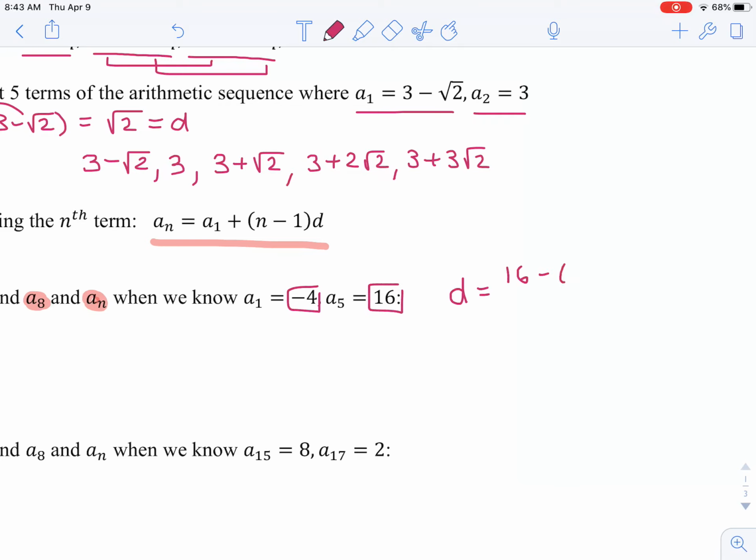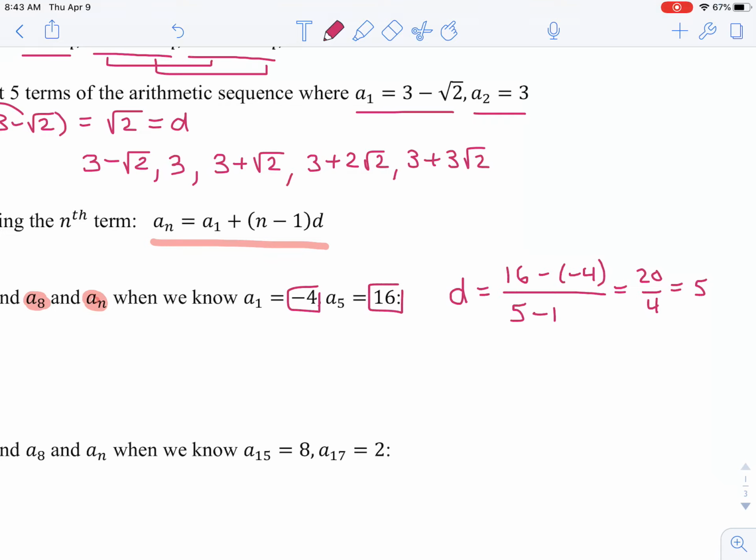A sub 1 is -4. So 16 minus -4. I'm figuring out how far apart those two numbers are. And then I'm going to divide by how many terms across I went. Well, I got to the fifth term starting at the first term. So on top I have 20 over 4, which is 5. That's going to be your common difference.